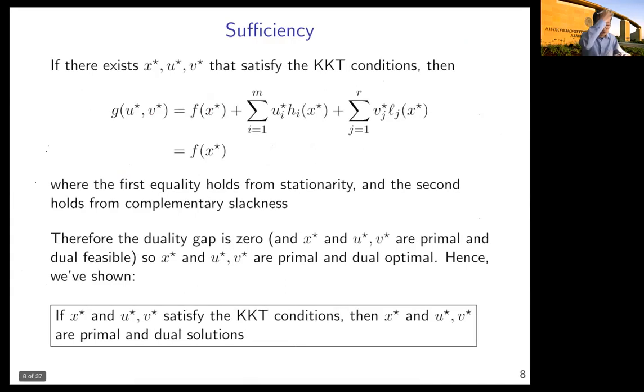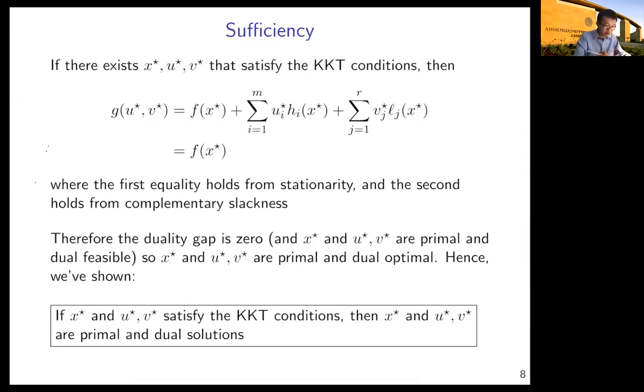Let's look at the sufficiency part of the KKT condition. Anything that satisfies the KKT condition implies that this x* is the optimal solution for the primal, and u*, v* are the optimal solution for the dual. Okay, so let's try to see this.